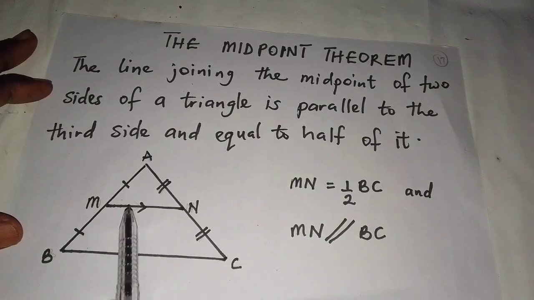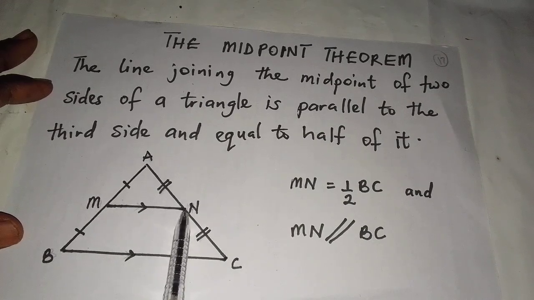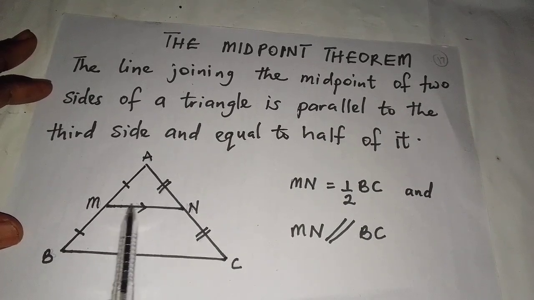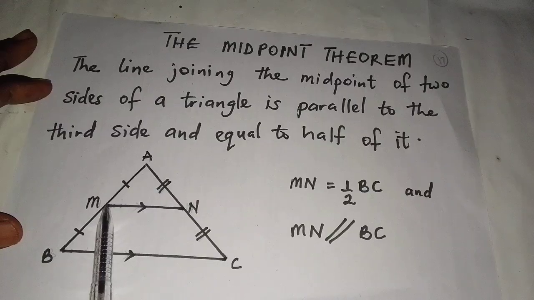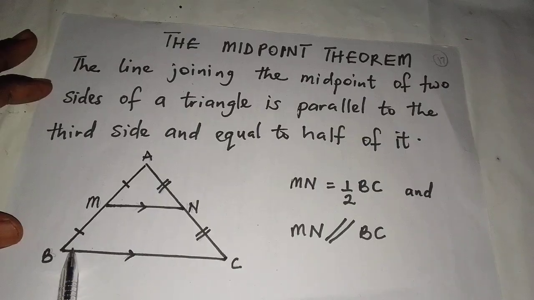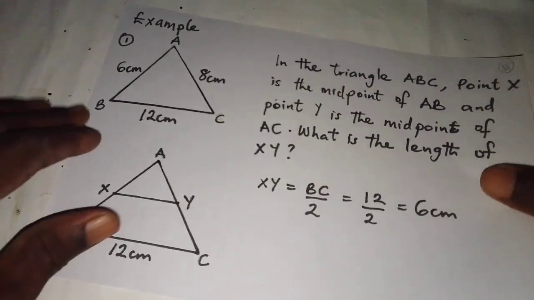The line in between that connects this midpoint to this midpoint will be parallel to the third side, and it will also be half of the length of this side. So the length of MN will be equal to half of BC, and MN will be parallel to BC. Now let's use that knowledge to solve this problem.